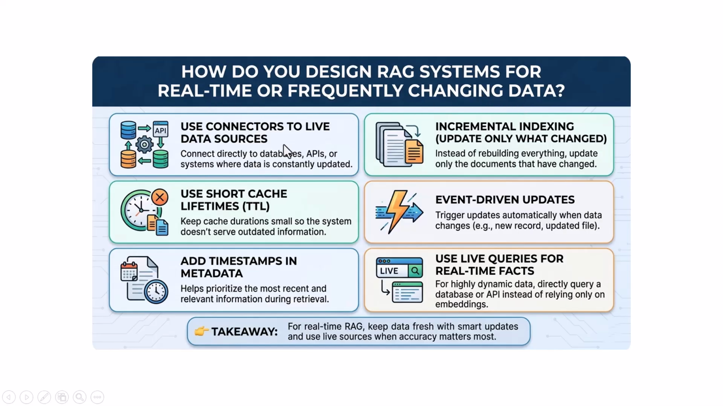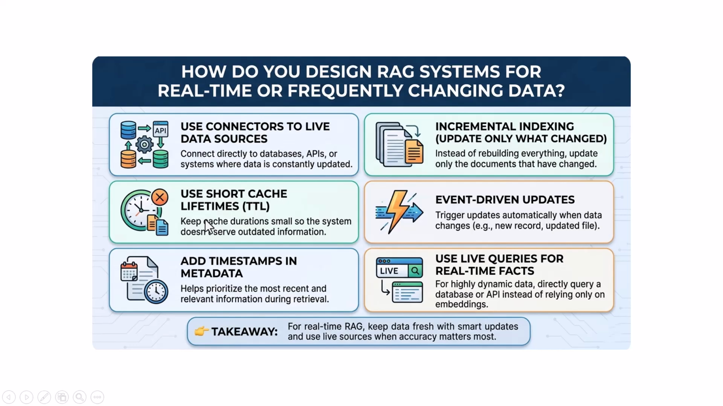We have a few ways to achieve this. The first one is to use connectors to live data sources. That is, connect directly to databases, APIs, or systems where data is constantly updated. And the other one is incremental indexing, or update only what changed. That is, instead of rebuilding everything, update only the documents that have changed.